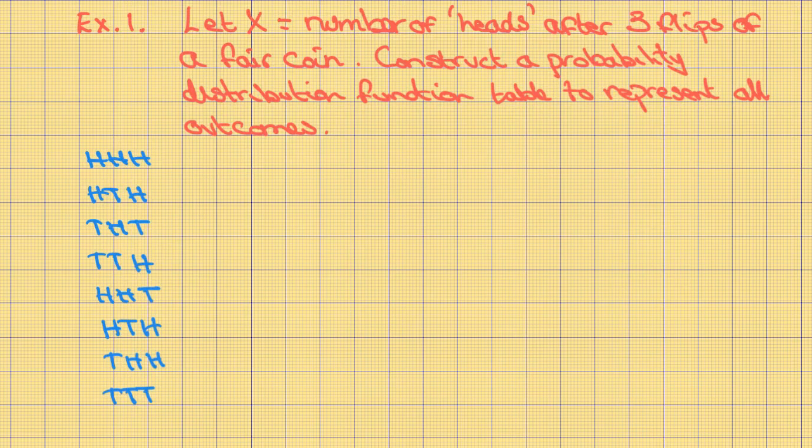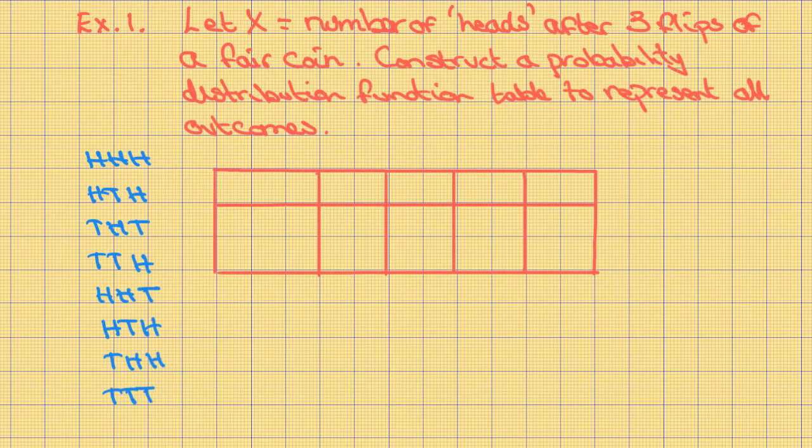Now we need to draw a probability distribution function table to represent all this data. X represents the number of heads, and you can have no heads, 1 head, 2 heads or 3 heads. Now we can work out the probabilities. The probability that X equals little x.